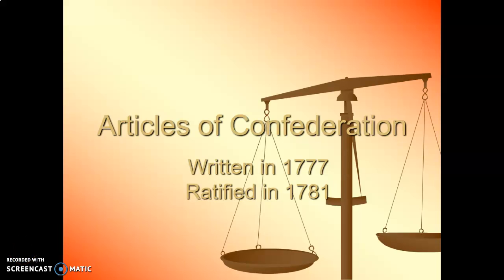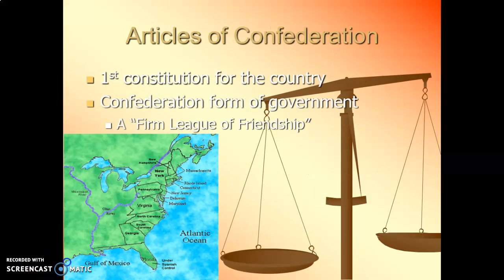The Articles of Confederation are written in 1777 and ratified in 1781. In other words, they go into effect. So it's the first constitution for the country. That's important. You need to know that. It's a written constitution, first one for all 13 colonies or all 13 states.